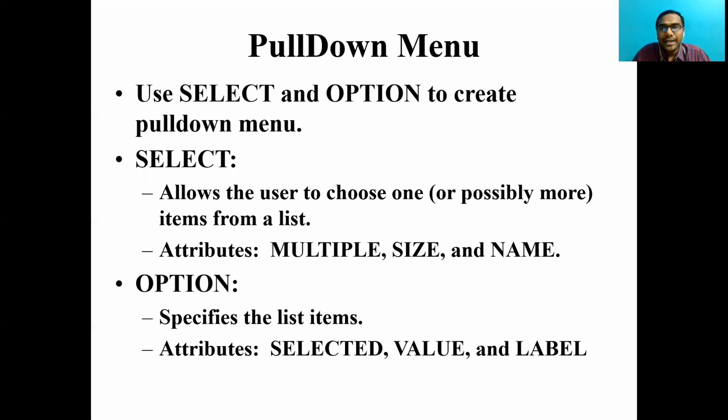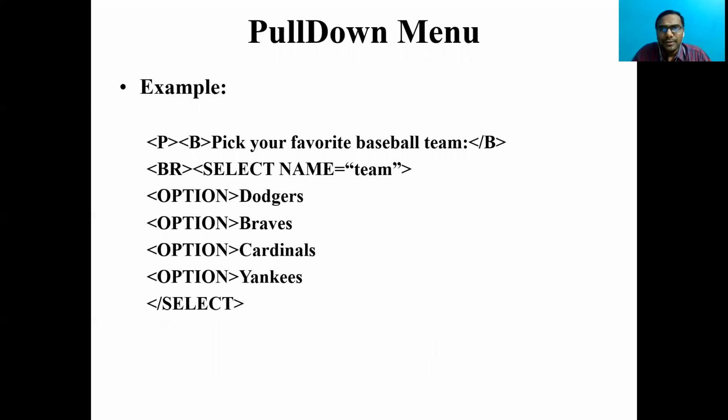Like that, we can create a pull down menu using select and option. This is the format we are going to use: select name equal to team, and option, four options we have given here. This is one method we need to follow to generate the pull down menu here.